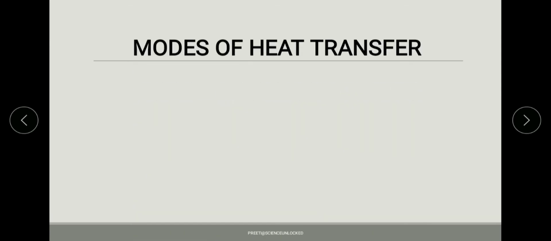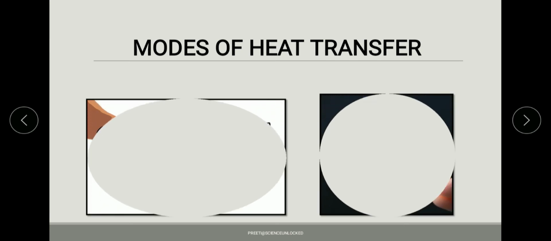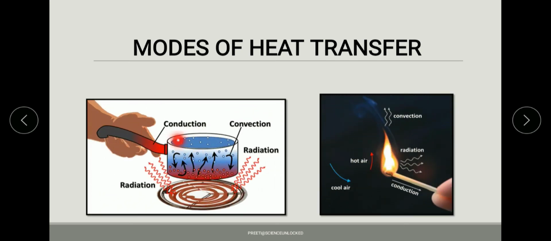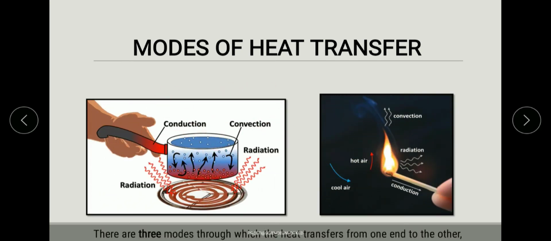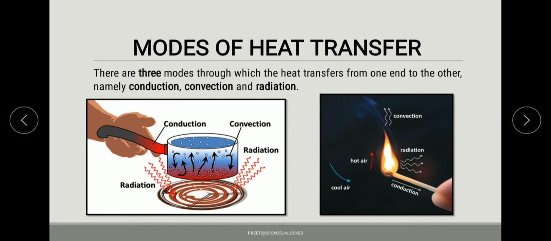Now when we talk about the different modes of heat transfer, and those we have taken up in the examples as well, there are three modes of transfer that we generally observe: conduction, convection and radiation. So these three modes of heat transfer we are going to deal with in detail.